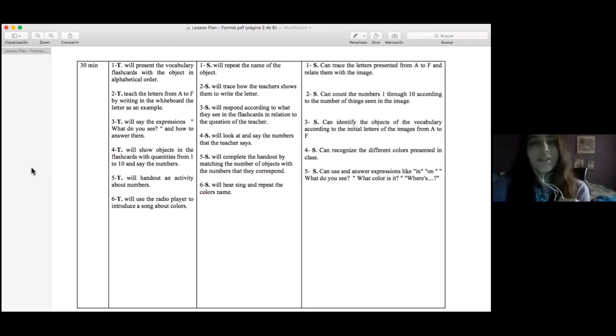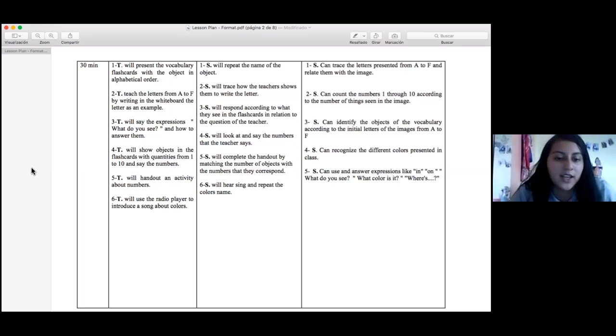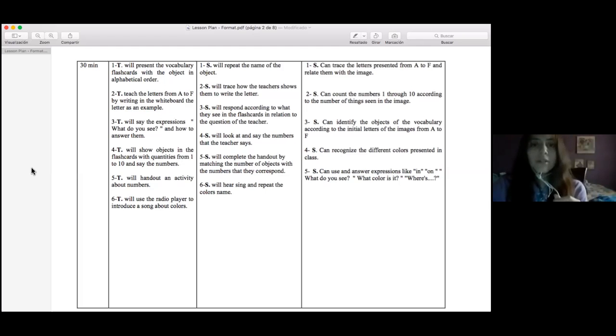For the second activity, students will trace the letters the way the teacher showed them to write them. The next success indicator is students can count the numbers 1 through 10 according to the number of things seen in the image. The third activity for the teacher is that the teacher will say the expression, what do you see, and how to answer it. The third activity for the student is that a student will respond according to what they see in the flashcard in relation to the question of the teacher.